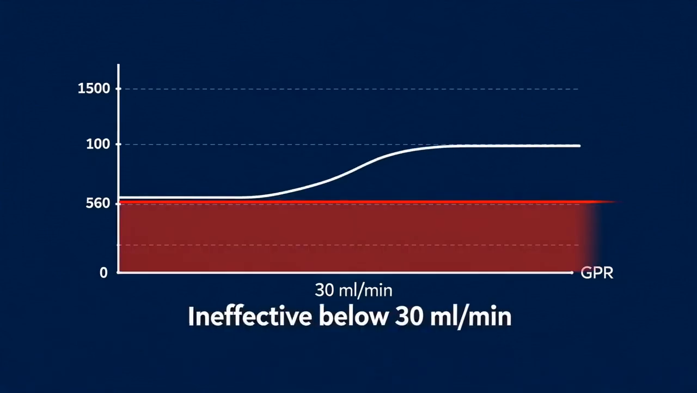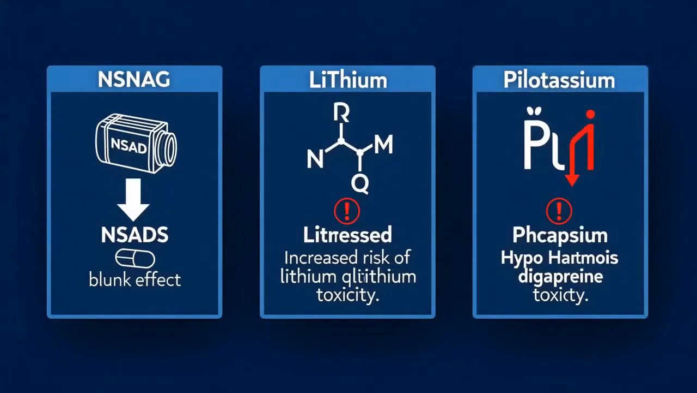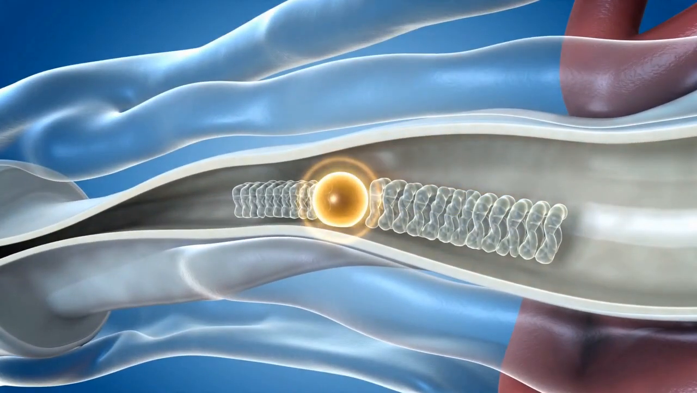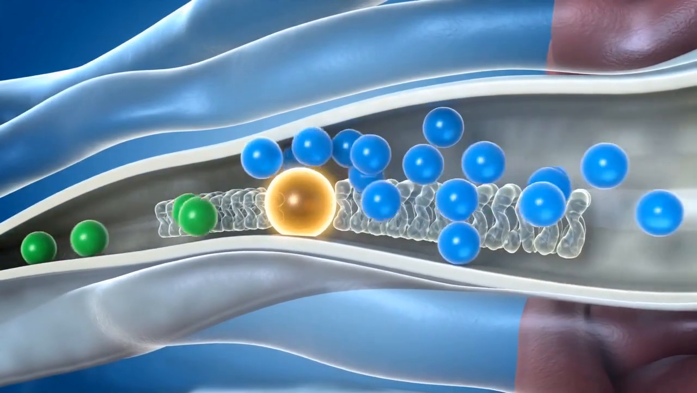Thiazides are also used in heart failure. Though less potent than loop diuretics, they can reduce fluid overload in mild heart failure or be combined with furosemide for diuretic resistance.